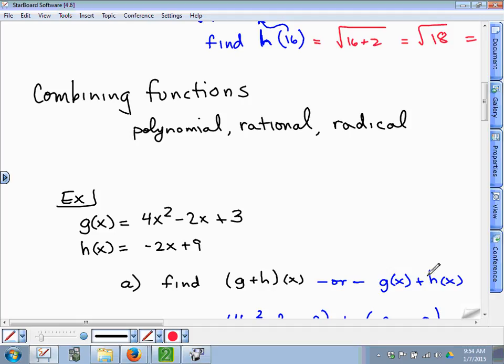I've written this here in blue because some textbooks write it this way. Some textbooks write it this way. It means the exact same thing. G plus h of x or g of x plus h of x. All it means to do is add the two functions together.